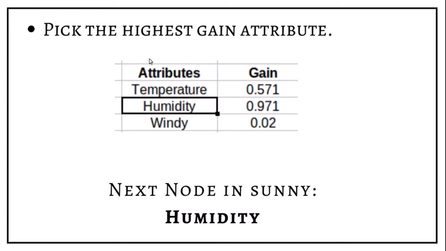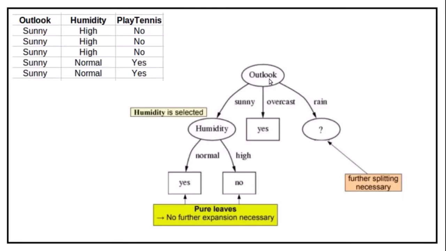Then you have to pick the highest gain attribute from these 3 values. For temperature we got 0.571, for humidity we got 0.971, for windy we got 0.02. So the highest value over here is humidity. So the next node in sunny, that is after sunny, will be humidity. So it will look like this.